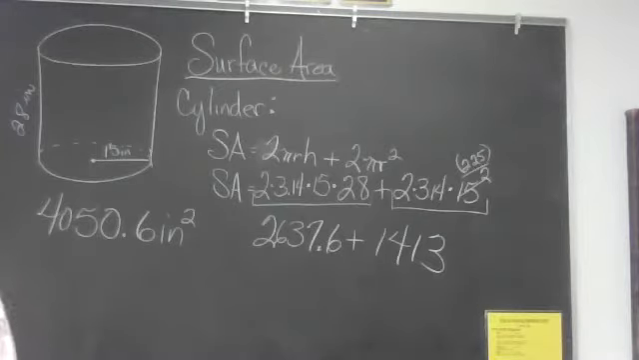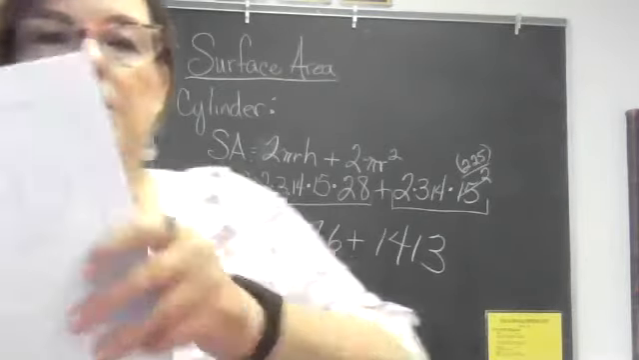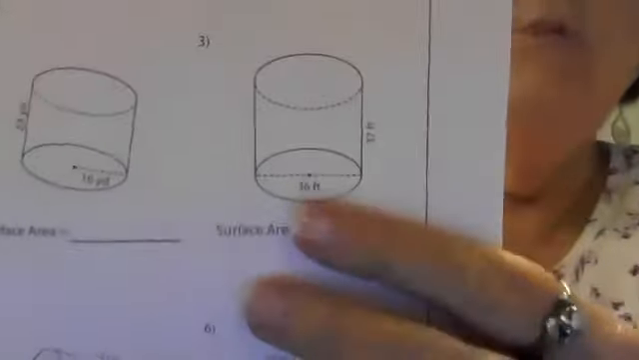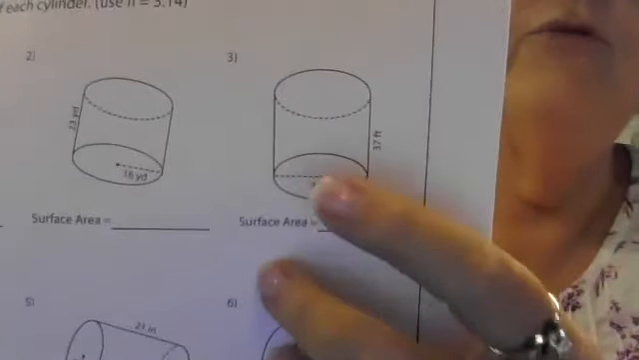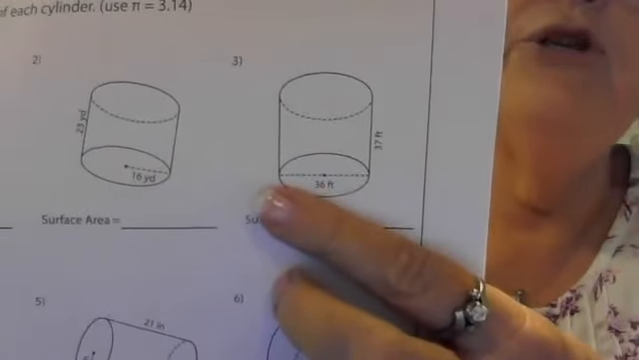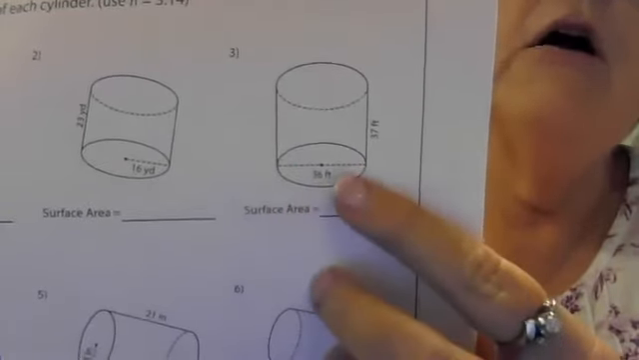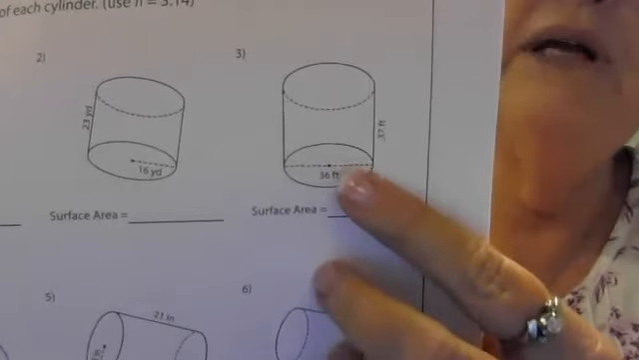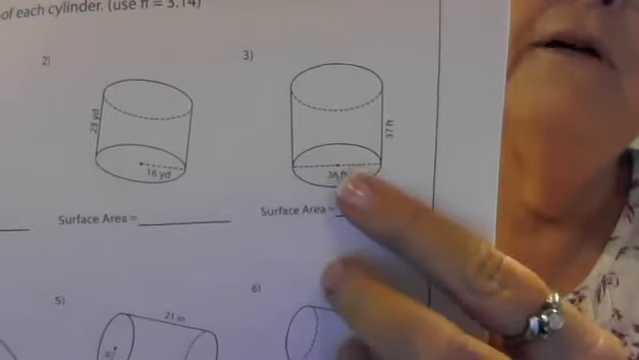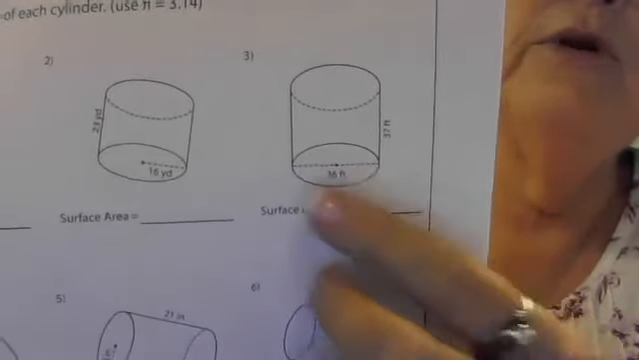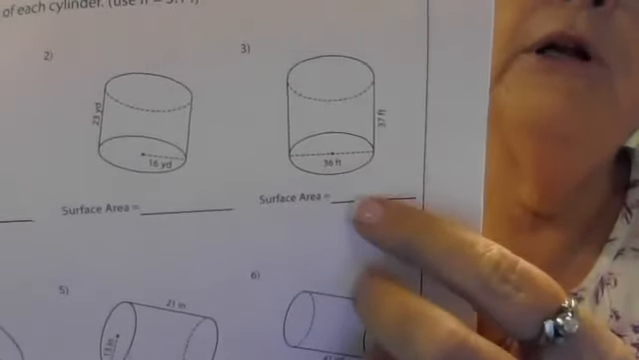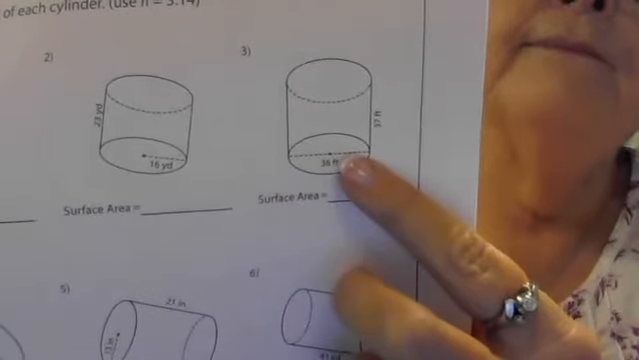I want you to look with me on number 3. I won't do this, but look at number 3 right here. Number 3 did not give you the radius. So you're going to have to take the diameter and divide it by 2. So the R in the formula that you're going to use is only 18. Do not use 36. You'll get the wrong answer. Okay. You must know the difference between the radius and the diameter. Your formula calls for the radius. Everybody good?